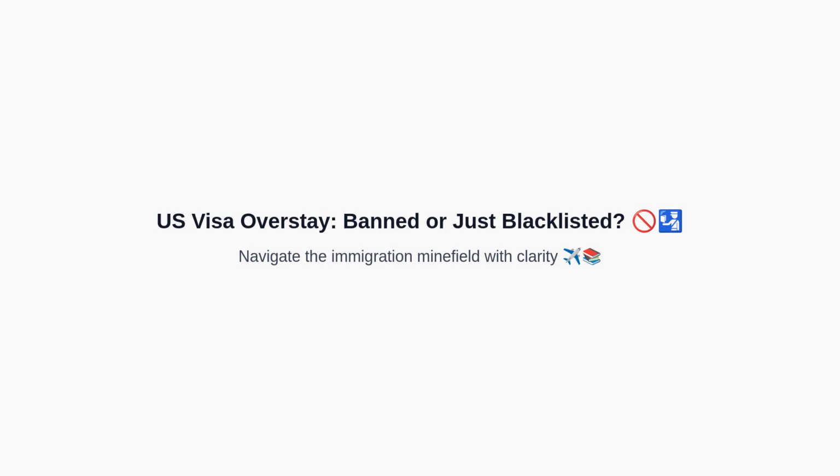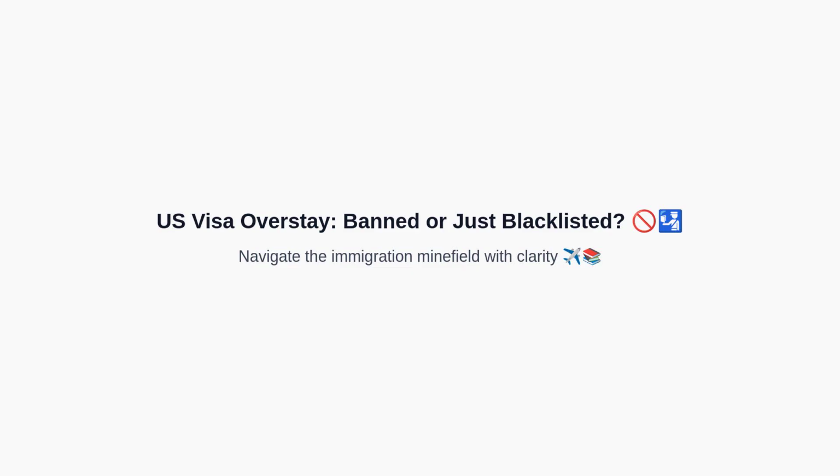Welcome to this in-depth guide on U.S. visa overstays. First, we will clarify the critical difference between being formally banned and having your visa automatically canceled. Next, we will examine technical overstays, the 180-day and 1-year thresholds, and how Section 222G works. Then, we will talk about the burden of proof and what to do if you suspect an overstay. Finally, we will test your knowledge with quick quizzes and wrap up with key takeaways.